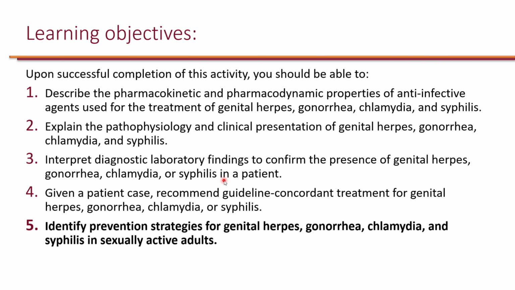We described the PK/PD properties of anti-infective agents used for STIs, explained the pathophysiology and clinical presentations of STIs, and interpreted diagnostic laboratory findings to confirm the presence of these infections. And we recommended guideline-concordant treatment for genital herpes, gonorrhea, chlamydia, or syphilis. Now, let's identify prevention strategies for genital herpes, gonorrhea, chlamydia, and syphilis in sexually active adults.